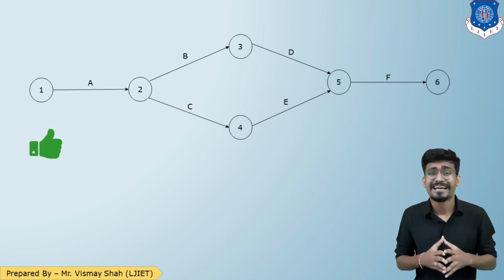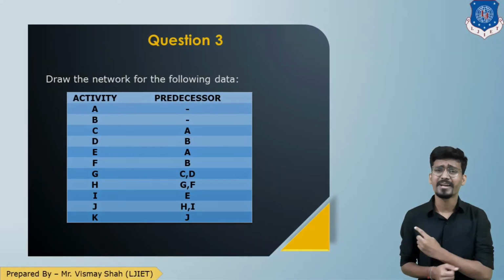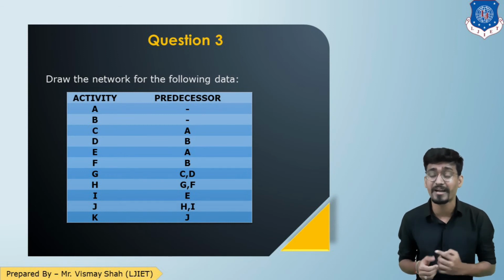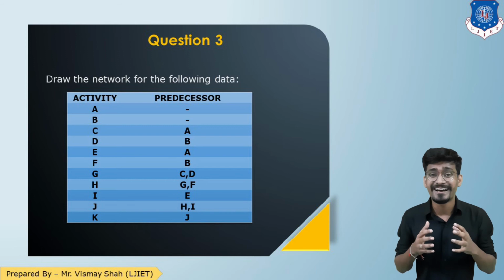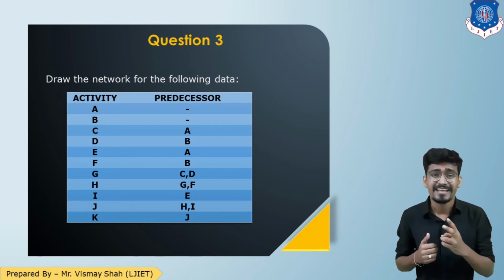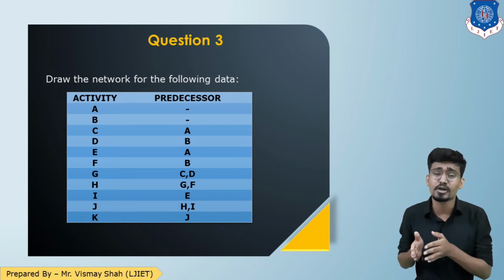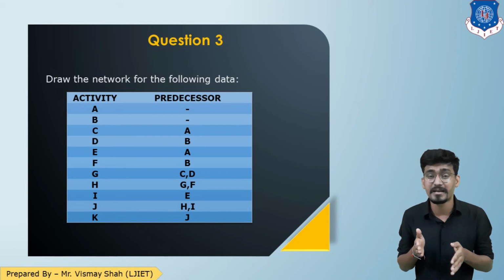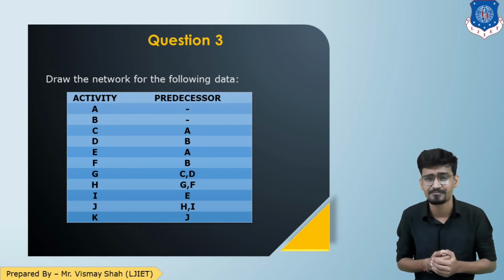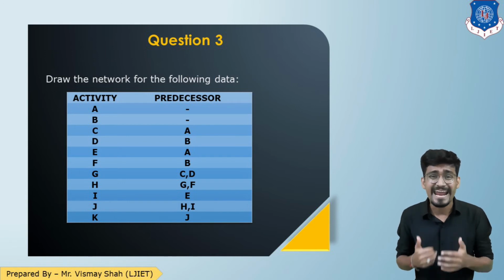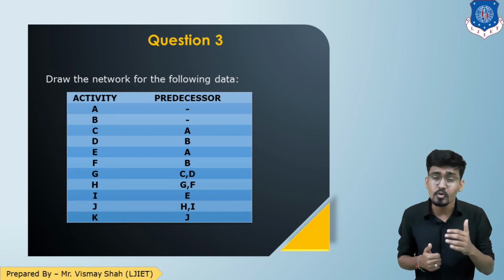So I hope we are clear about the first category, that is reading from the lines. Now the second category is data given on the basis of predecessor and successor activity. Let us see a question first. Here is the question given in tabular format, for which we need to draw the network diagram. There are 2 columns in the table: the first column is activity and the second column is predecessor activity. Predecessor means before the activity happens. The activities are from A to K.